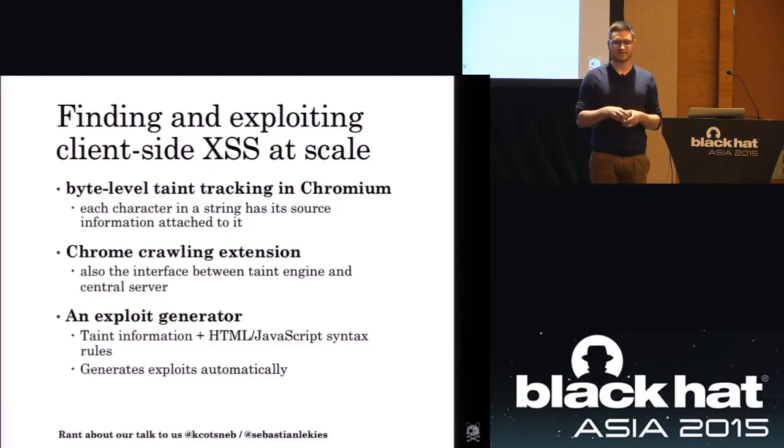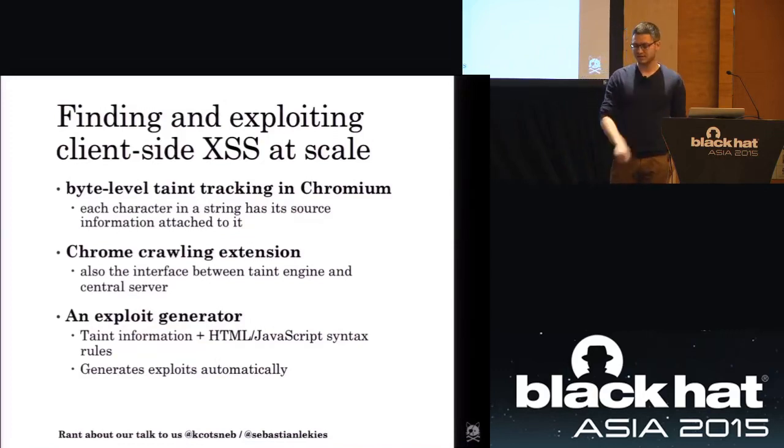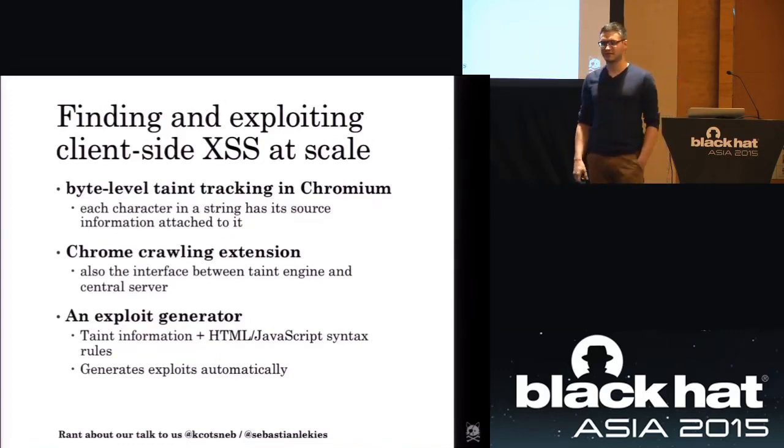So basically, we can exactly say this part is not controllable by an attacker and this might be controllable by an attacker. We then built a Chrome crawling extension and infrastructure around it, allowing us to crawl a large number of sites. And then Sebastian came up with an exploit generator that takes this taint information plus the knowledge of how HTML and JavaScript works, and then automatically can generate these exploits.